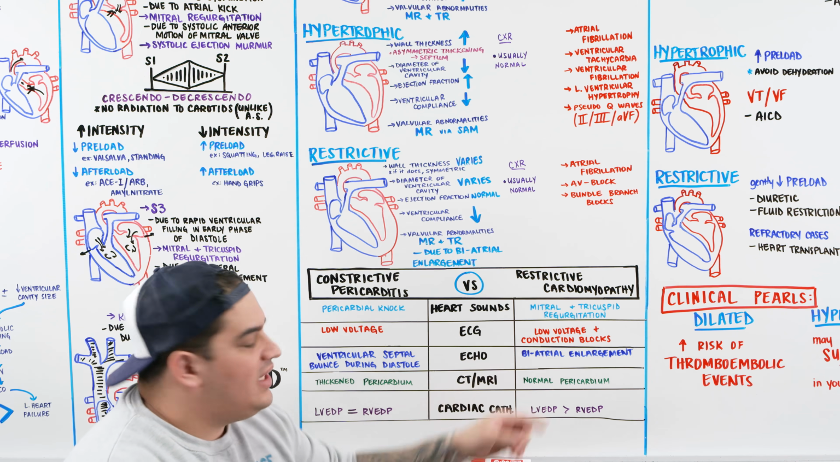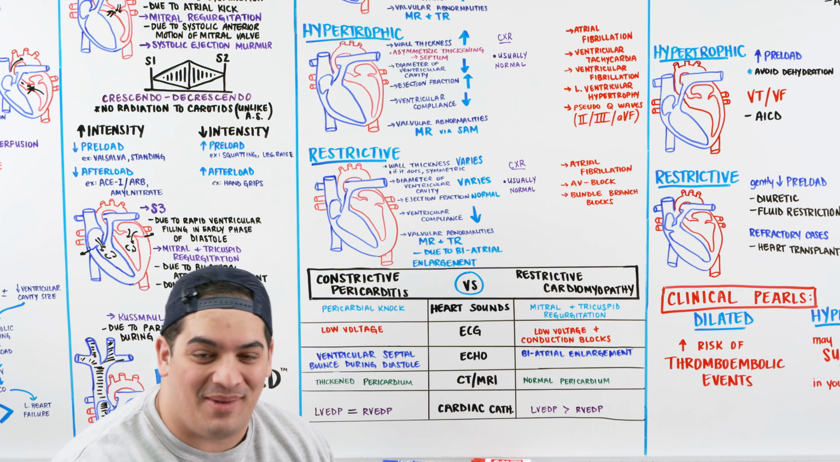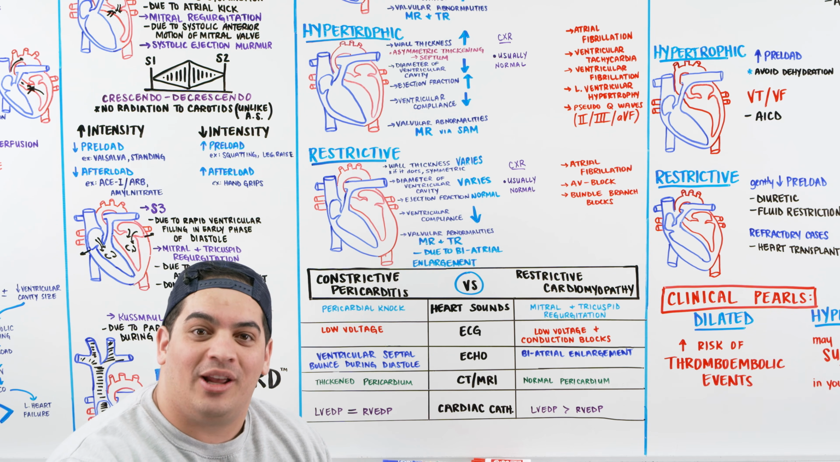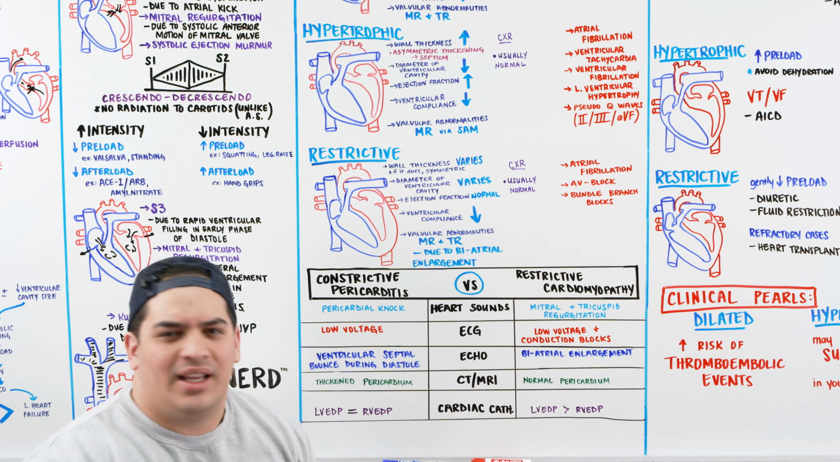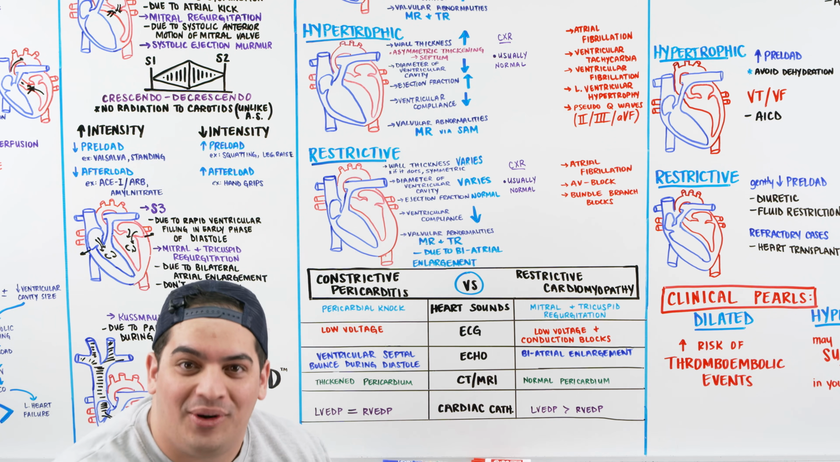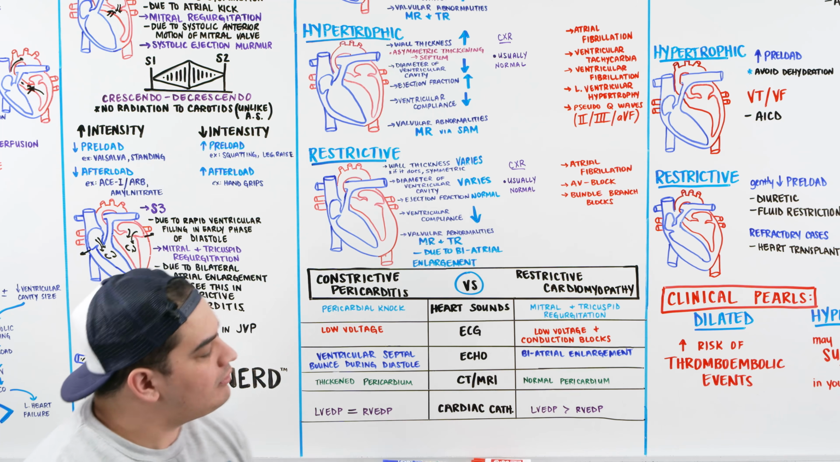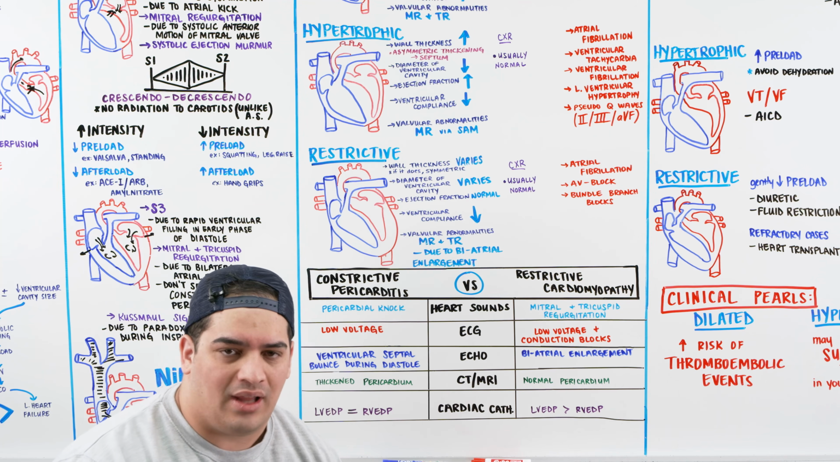Whew. What about CT or MRI? If I get a CT or MRI, I get a good look at the pericardium. If I look at the pericardium in constrictive pericarditis, what's it going to look like? Thickened and abnormal. Is there any problem with the pericardium in restrictive cardiomyopathy? No, because it's the myocardium that is affected. The pericardium should be normal.